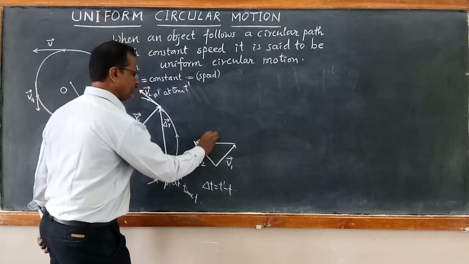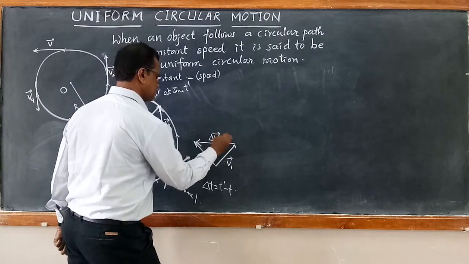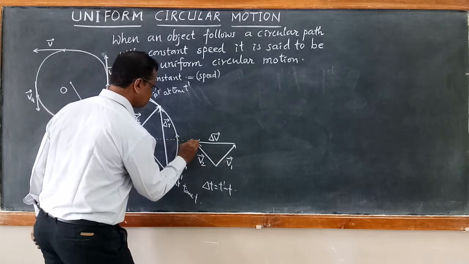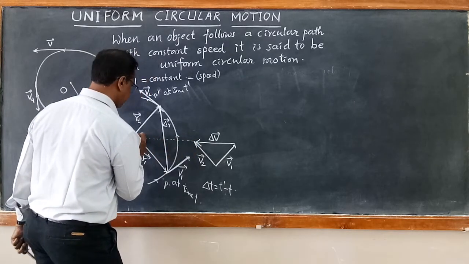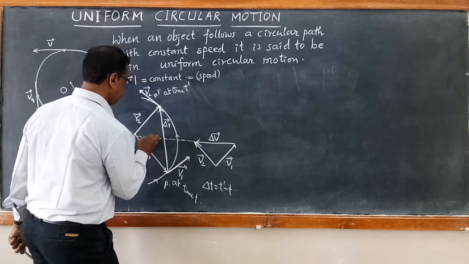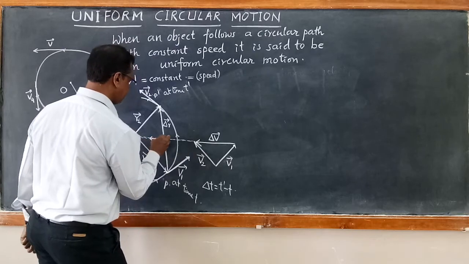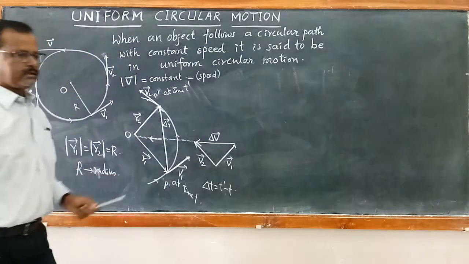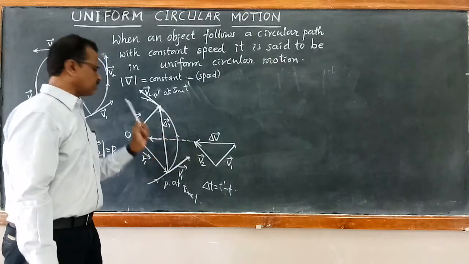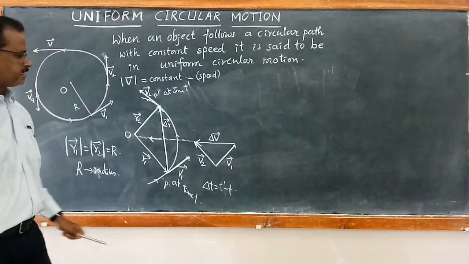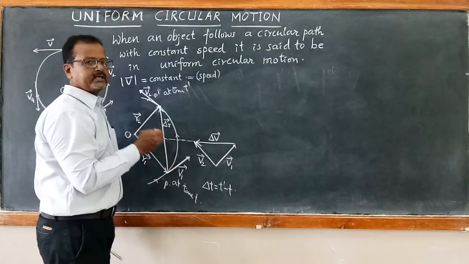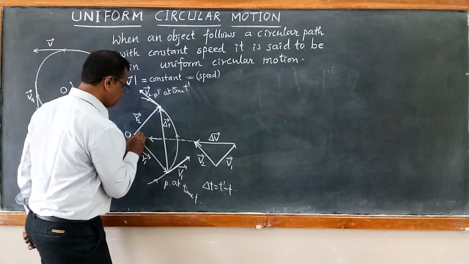See here, delta v is, you can see it is directed towards, and if you join this delta v, interestingly this delta v is directed towards the center. Delta v is directed towards the center, and delta r is perpendicular to delta v, or delta v is perpendicular to delta r. That we shall see later. We are interested now in the direction of this change in velocity vector delta v. It is directed towards the center.